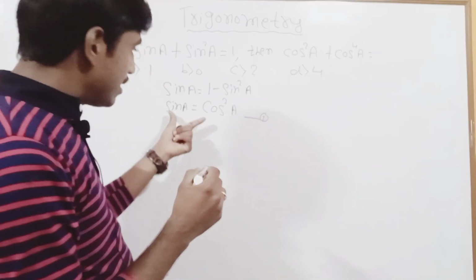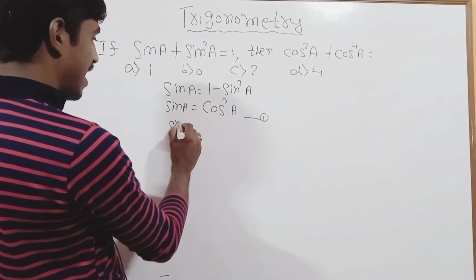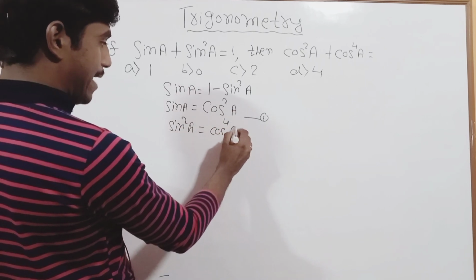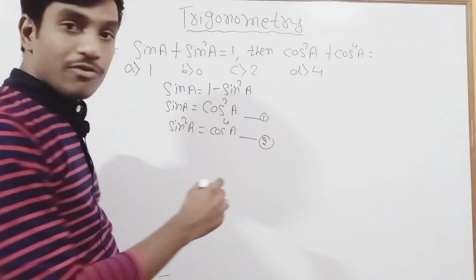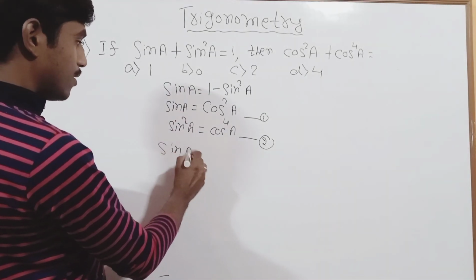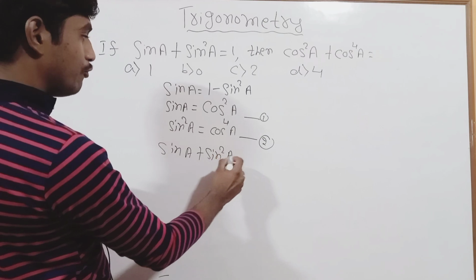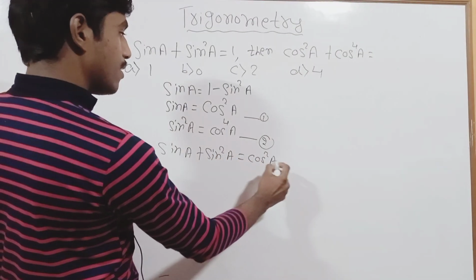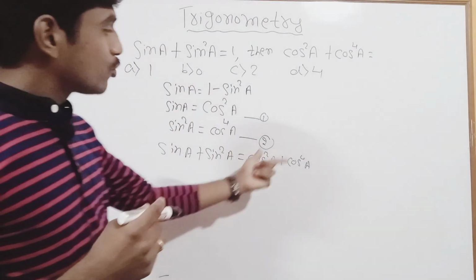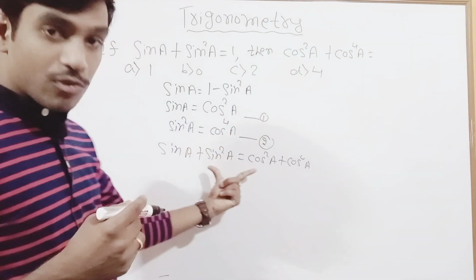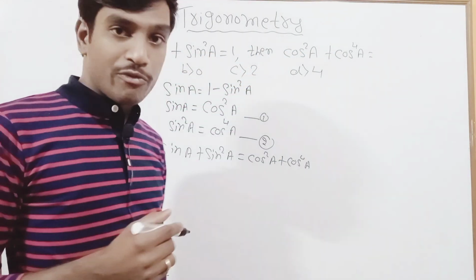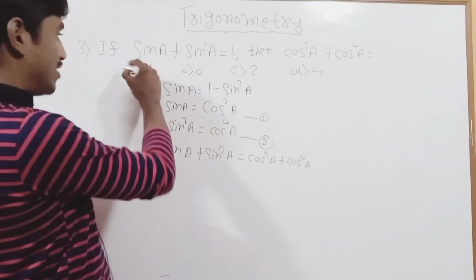Now if we square the equation 1, we get sin square A equals cos to the power 4A. So I'll call this as equation 2. Now if you add equation 1 and equation 2, we get sin A plus sin square A will be equal to cos square A plus cos to the power 4A. That means sin A plus sin square A or cos square A plus cos to the power 4A, they both are equal. That means the values are same. So here they have given the value as 1. So obviously cos square A plus cos to the power 4A, the value of that is also 1. So the option A is the correct answer.